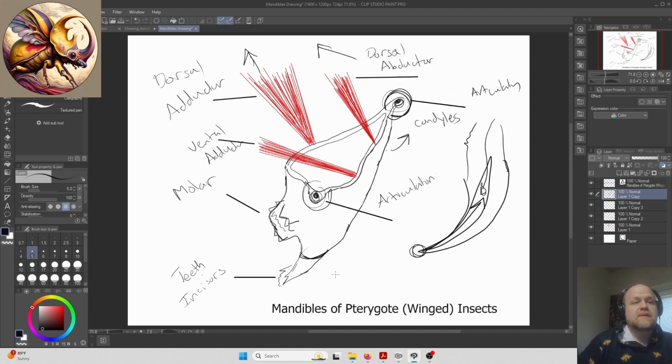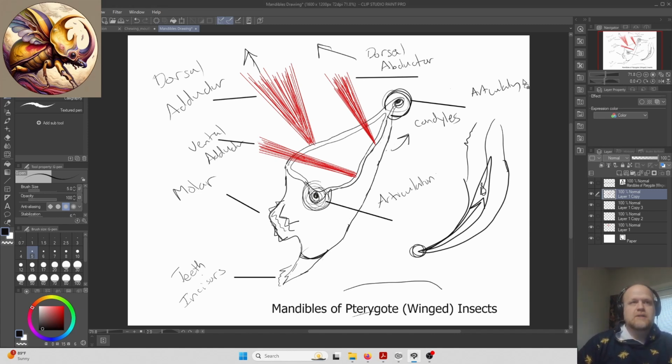This is specifically for pterygote or winged insects. Pter means wing. In apterygote or wingless insects, these are primitive insects, usually this articulation is missing, and sometimes you have more complicated muscle structures. But the majority of insects are winged, so this is the kind of basic structure of the insect mandible.